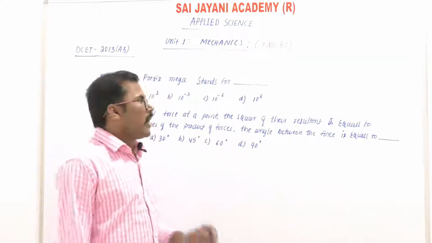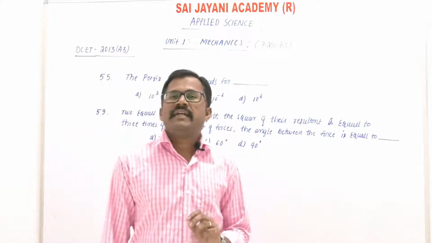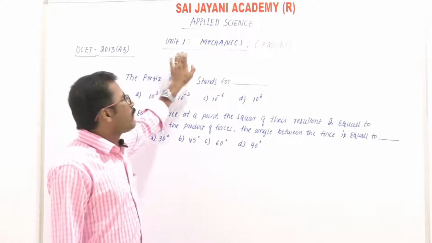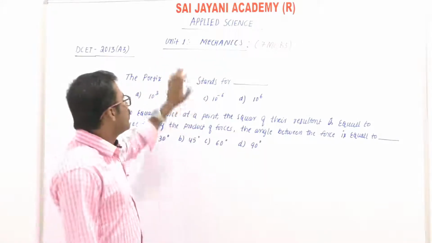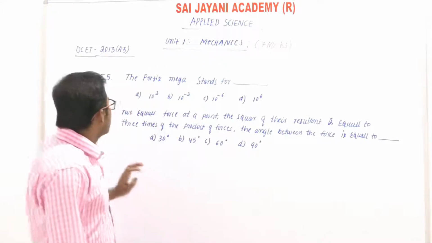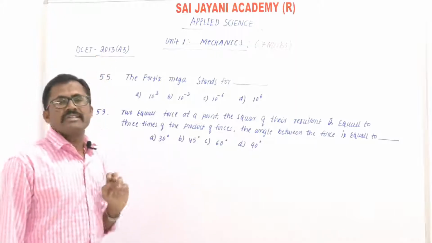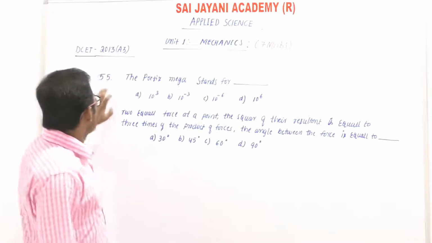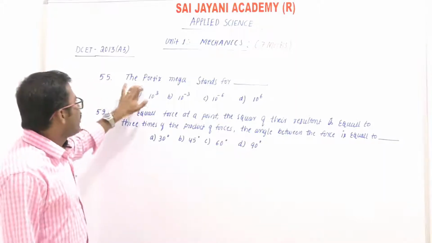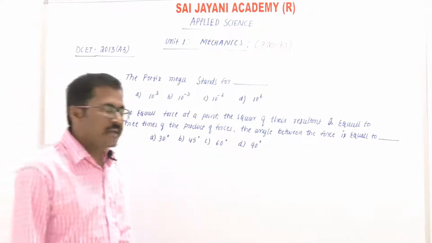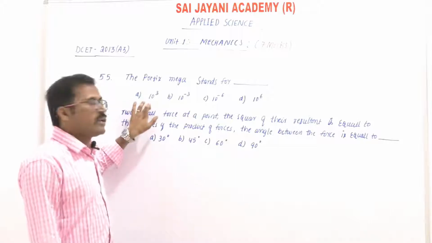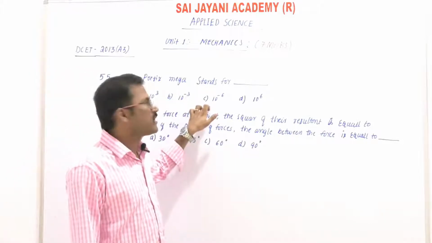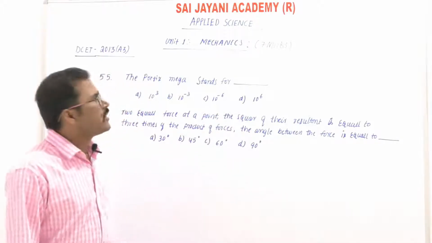In this session, I am going to solve a previous DCET question paper on Unit 1 Mechanics, Applied Science. The question paper was the 2013 A3 DCET question paper. So 55th question: the prefix mega stands for dash. Option A, 10 to the power 3; option B, 10 to the power minus 3; option C, 10 to the power minus 6; option D, 10 to the power 6.